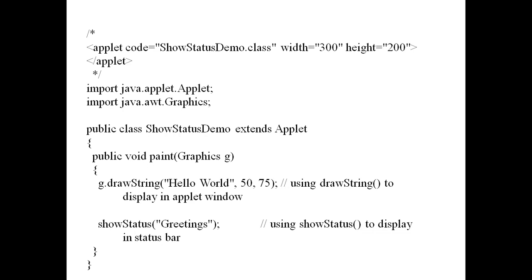Now this is an example of how to use drawString and showStatus. As usual, I have defined my HTML code using the applet tag. The applet code is ShowStatusDemo.class, that is the name of my class. I've given the width as 300 and height as 200. Close the applet tag, and I have commented the entire block of HTML code.